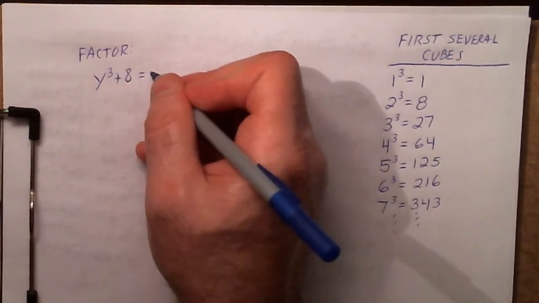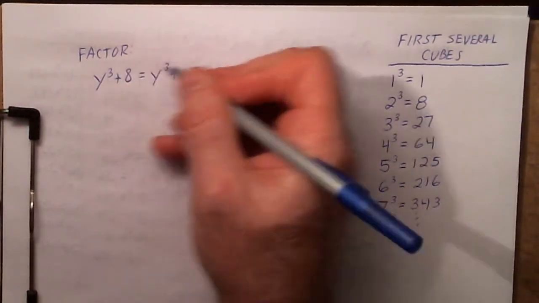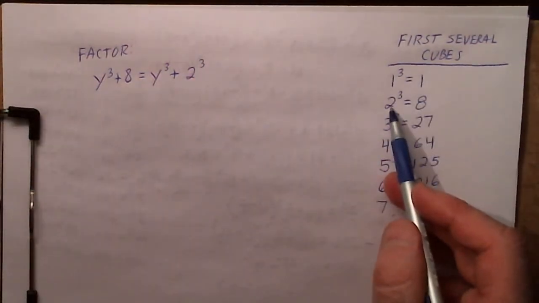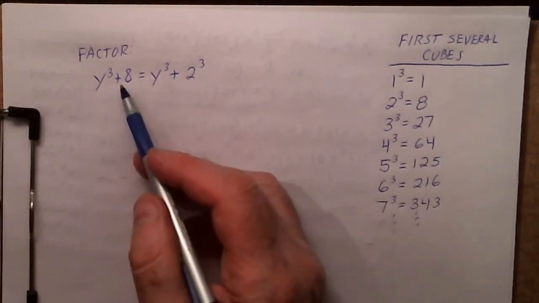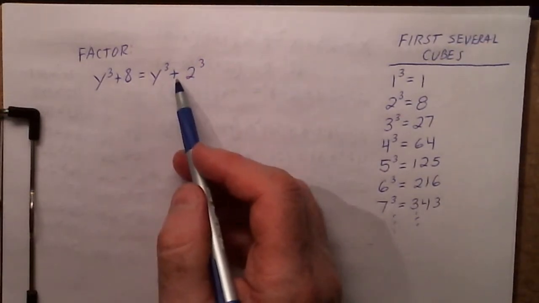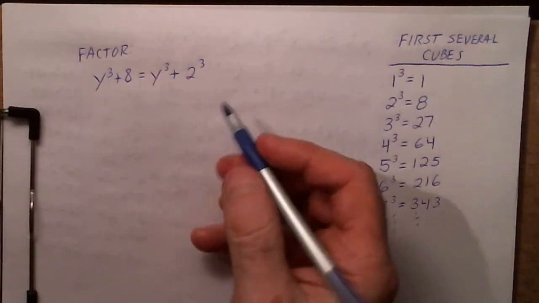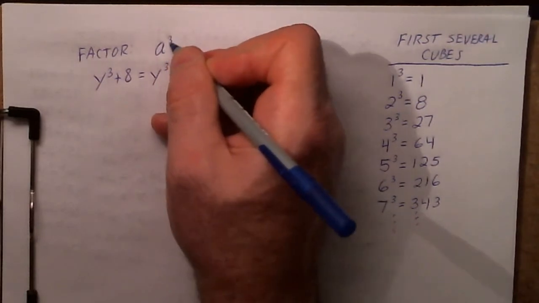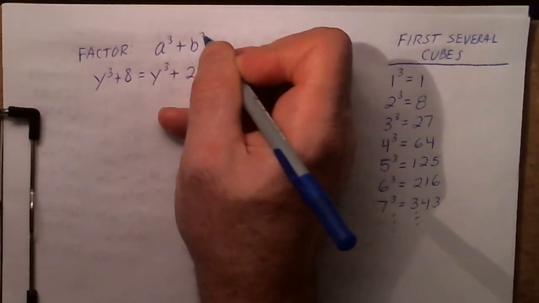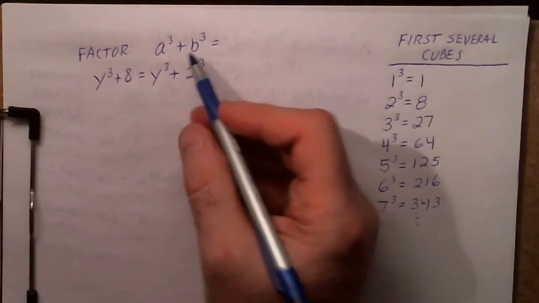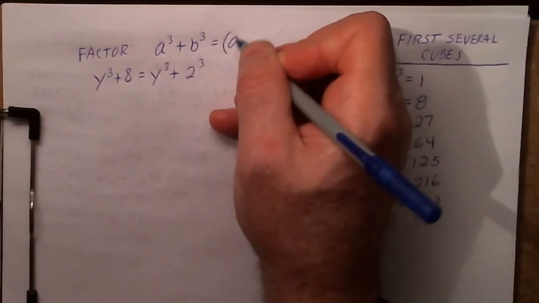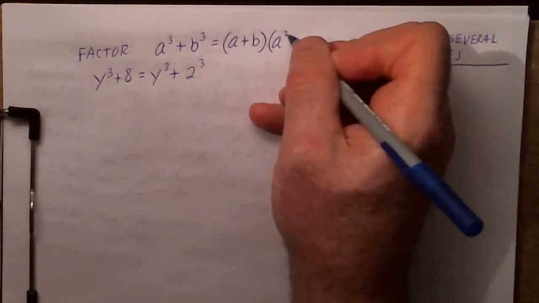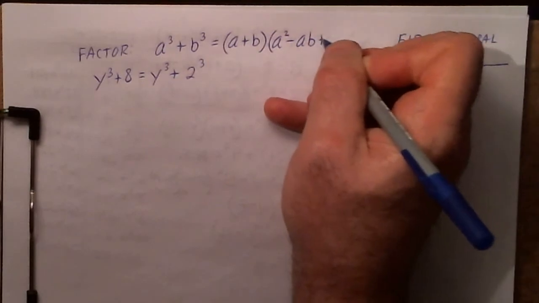Y cubed is obviously a perfect cube of y. And 8 is a perfect cube of 2. So you can clearly see after rewriting y cubed plus 8 like this, that we do have the sum of two cubes. Now the sum of two cubes can always be factored. I'm going to put the pattern above here that we've seen on the previous page to open up this section. When we do have the sum of two cubes, it always factors into the product of a binomial and a trinomial. So this would factor into a plus b in general times a squared minus a times b plus b squared.